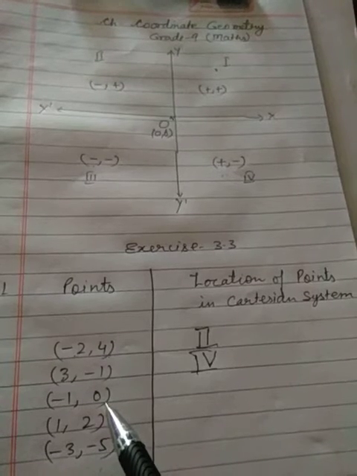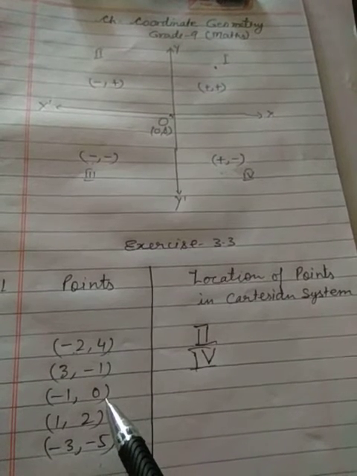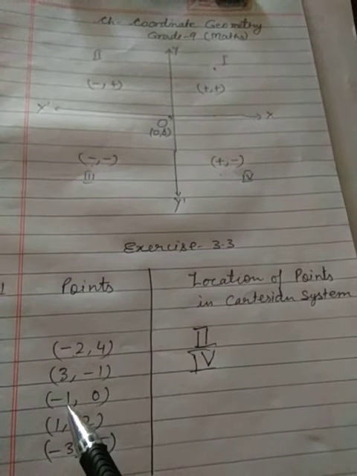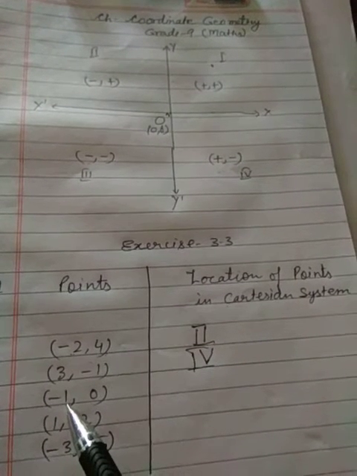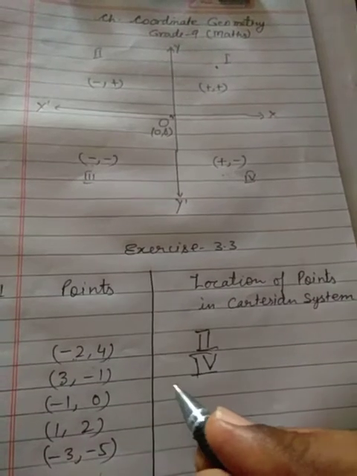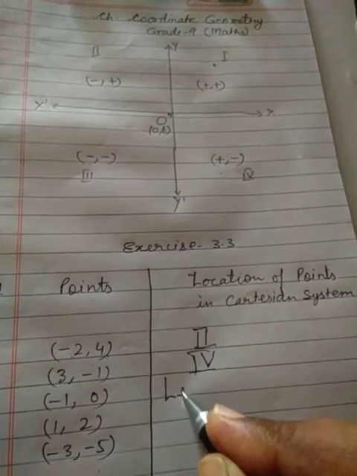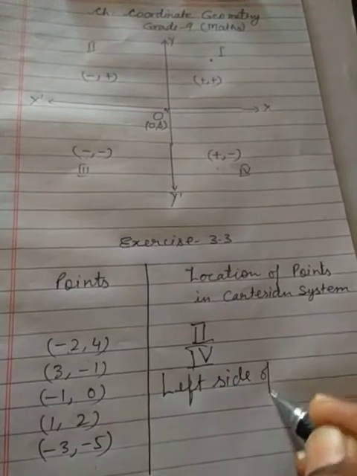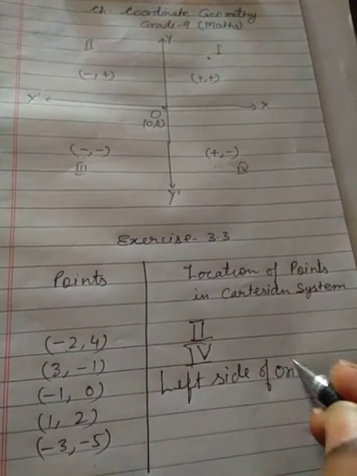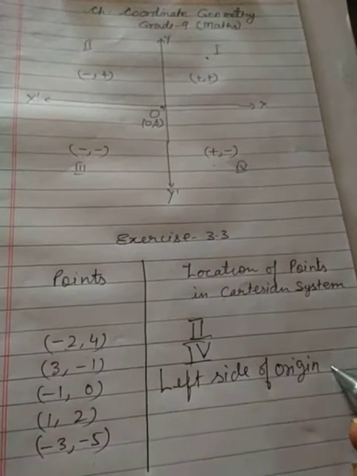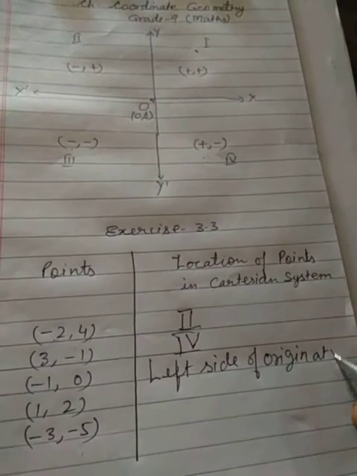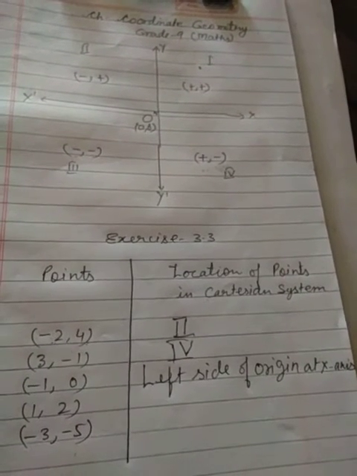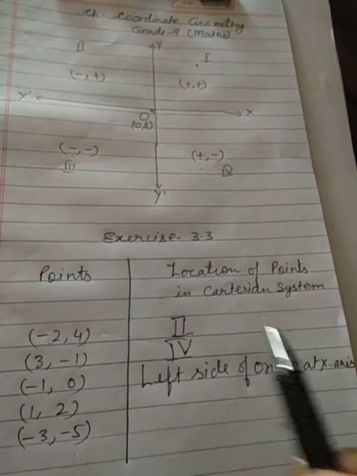Minus 1 comma 0, this is a special case, because the ordinate is 0. If the ordinate, meaning the value of y, is 0, then this will lie on the x-axis. And one more thing, abscissa is negative, therefore this should be on the left side. So the correct answer is left side of the origin at the x-axis, right?